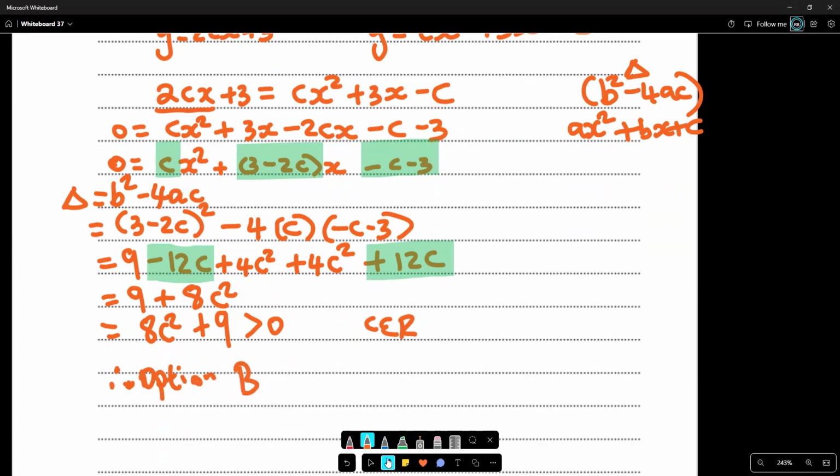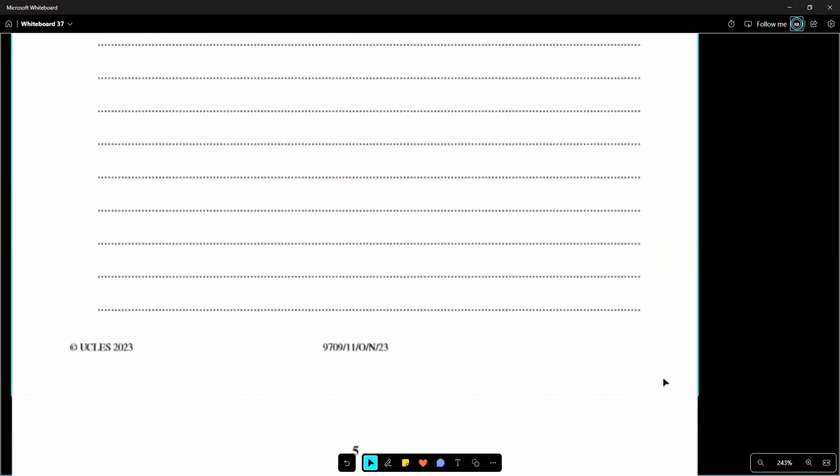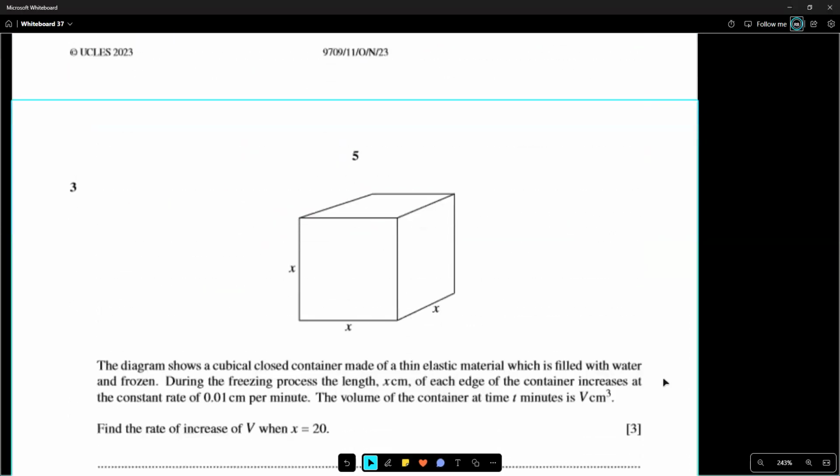Then finito. Now let's go to the next part of this paper. All right, so the next part. Okay, so we're looking for the next part.